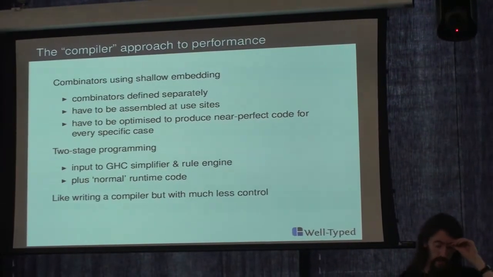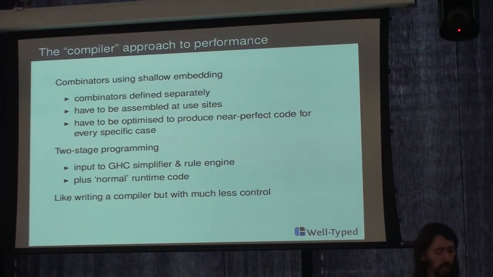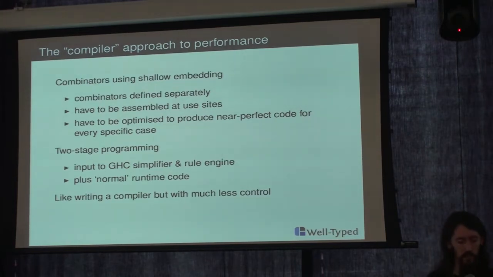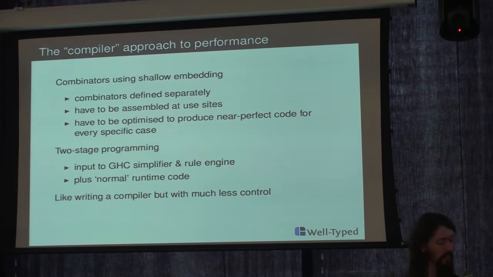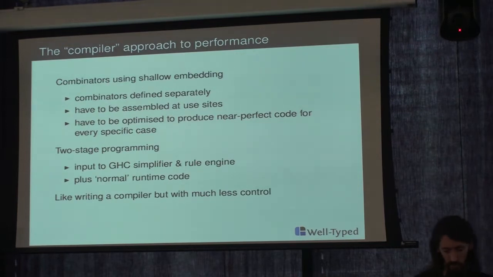What are we doing? The traditional, I'll call it the compiler approach to performance, is that you write your combinators using a shallow embedding, meaning directly manipulating functions, directly manipulating the stuff at hand. Because you're doing a modular, combining-things style of approach, those components have to be defined separately, which means that at a particular use site they have to be combined and then fused, inlined, optimized, whatever needs to happen at the use site to get the good code that you want.